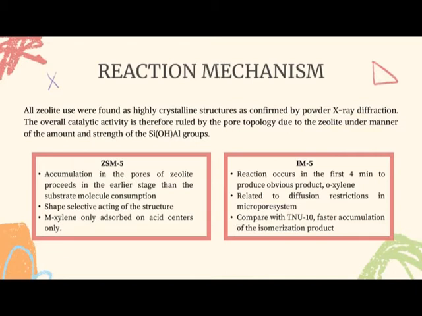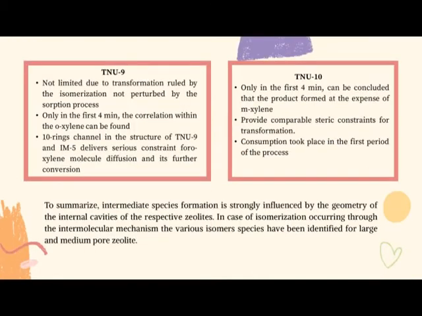For the second catalyst, which is the IM5, reaction occurs in the first 4 minutes to produce obvious product o-xylene, also the intermediate species. Considering the transformation of o-xylene, apparently it is related to diffusion restriction in the micropore system. Compared with TNU10, IM5 has faster accumulation of the isomerization product. The third catalyst is the TNU9. It is not limited, due to the transformation ruled by the isomerization, not perturbed by the absorption process. Only in the first 4 minutes can the correlation with the o-xylene be found.